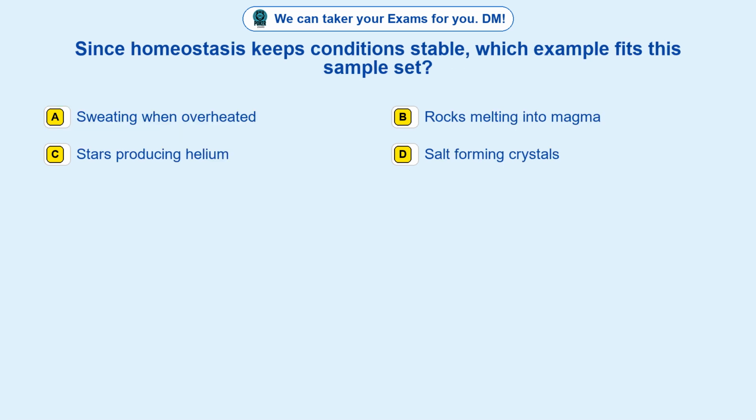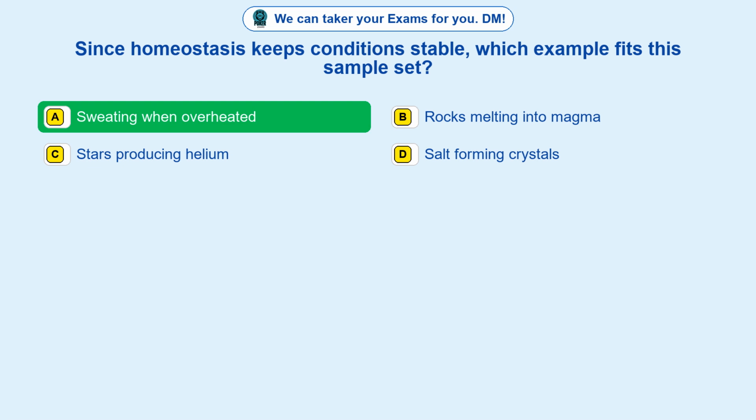Question 20. Since homeostasis keeps conditions stable, which example fits the sample set? Option A. Sweating when overheated. Option B. Rocks melting into magma. Option C. Stars producing helium. Option D. Salt forming crystals. The correct answer is option A.